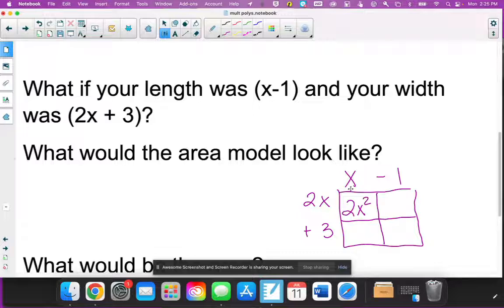Remember the squared because you're multiplying x times x. And then 2x times the negative 1. And then 3 times the x, because that's the other piece of the width times the first piece of the length. That's 3x. And then 3 times negative 1.